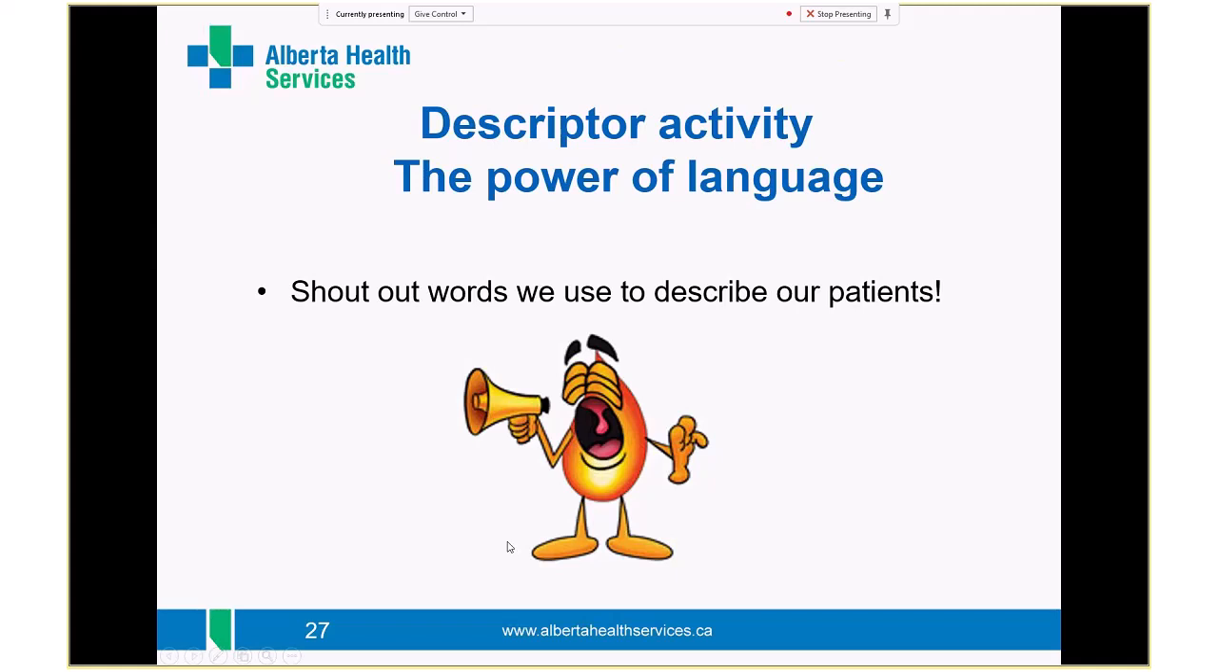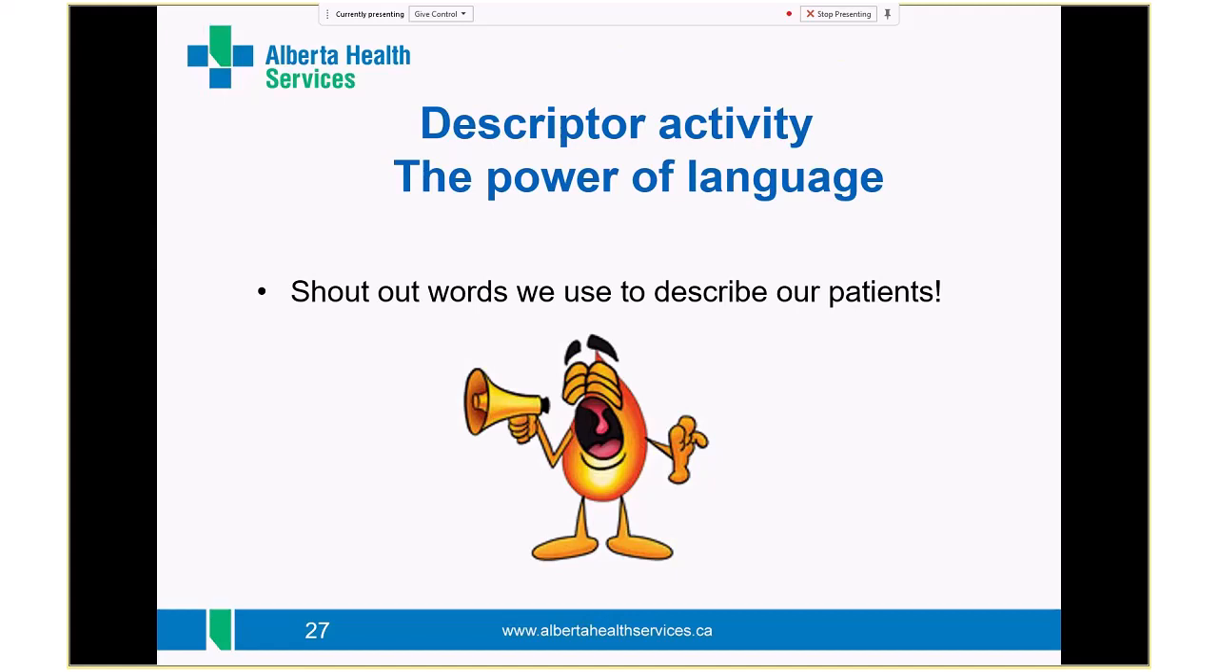So think about some of the words that we use on an everyday basis, like addict, user, drug seeking, manipulative, needy. When you think of those words, it brings a connotation of negativity to your verbal and your nonverbal communication. So when we think of the word manipulative, is there another word we could replace it with that means the same thing? And for myself, for manipulative, I would use the word resourceful.